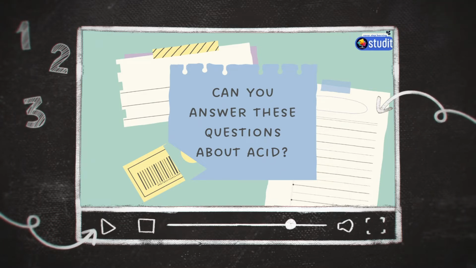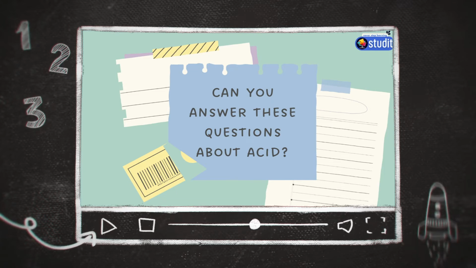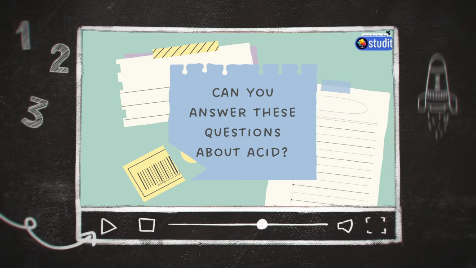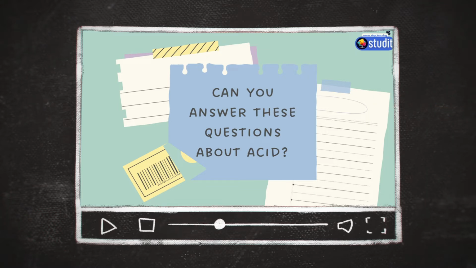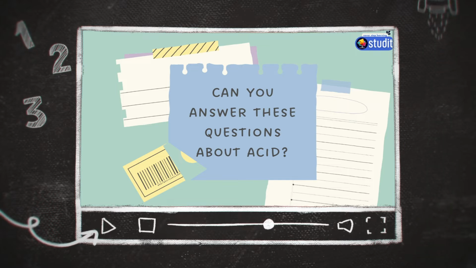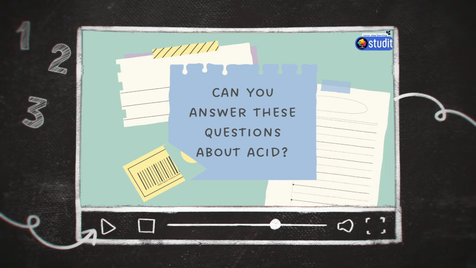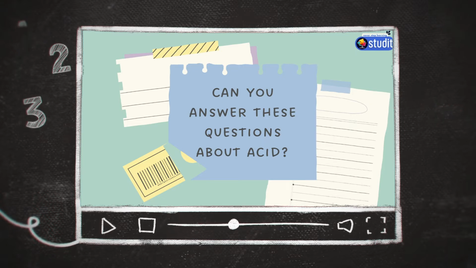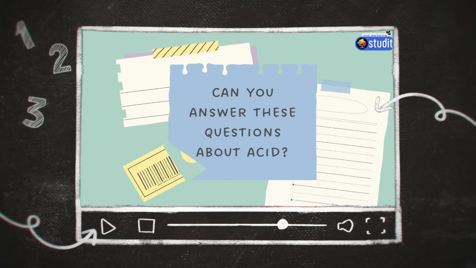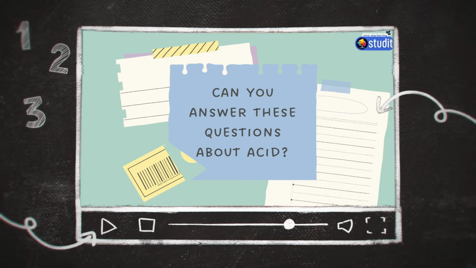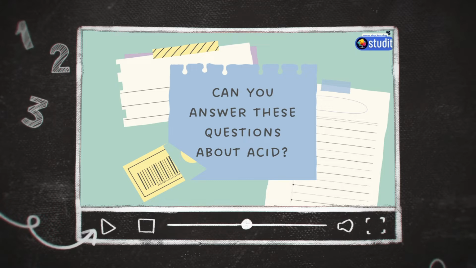Now I will ask you some questions. Why can we not store acidic food products like curd in copper vessels? Just think about it. Okay, I will tell you. Because acids have a tendency to react with metals, and copper is a metal and curd is an acidic product. So the acid in the curd develops a reaction with the copper vessel, and it makes hydrogen gas and makes the curd unhealthy for us.